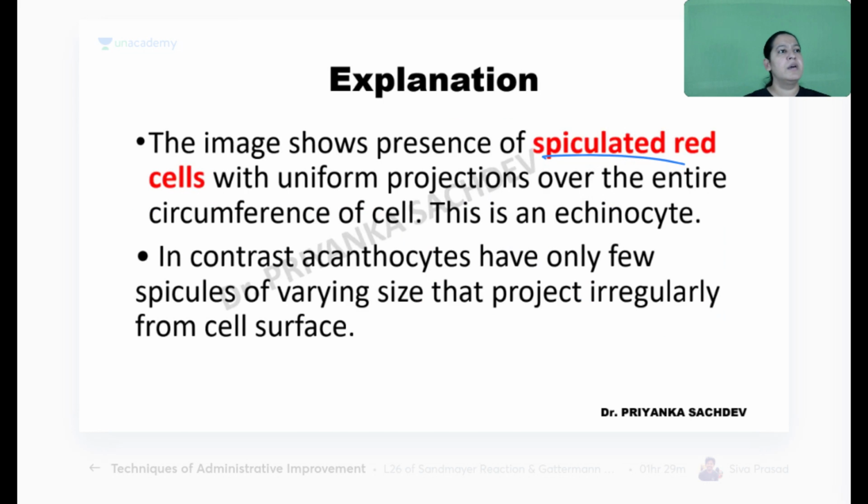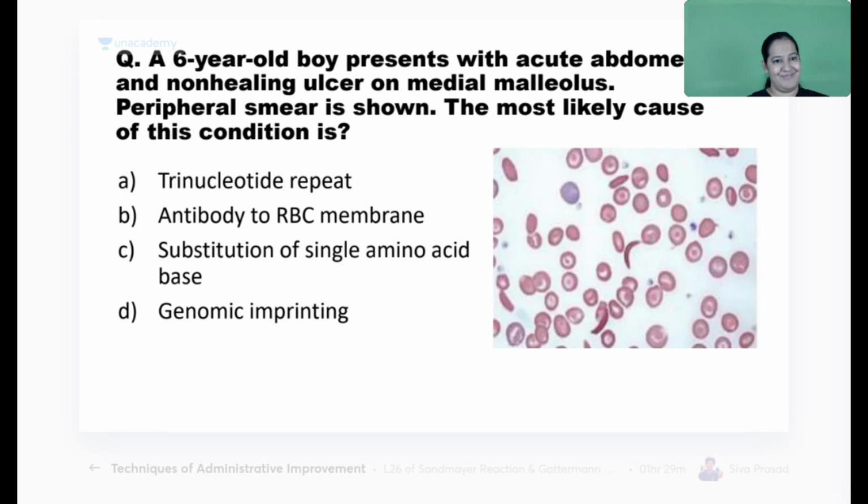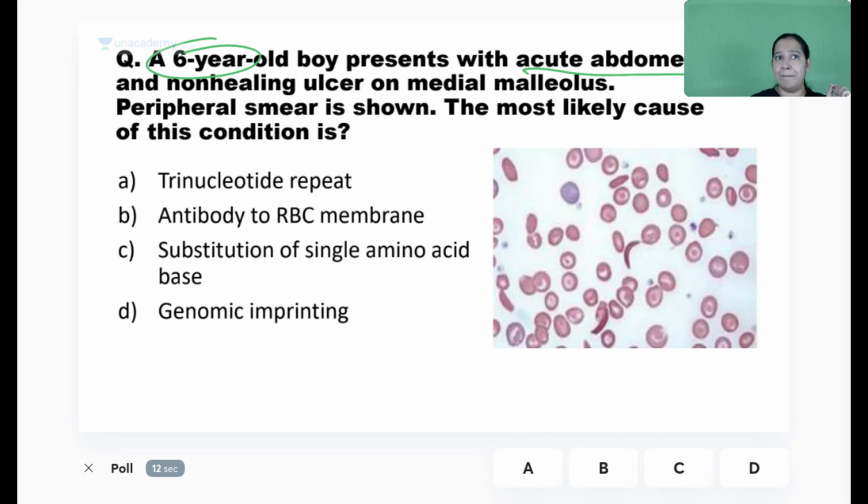Coming on the next question. Next question is in front of you. Okay. Easy one. So a 6-year-old boy is there with acute abdominal pain and a non-healing ulcer on the medial malleolus. Peripheral smear is shown. What is the condition? What is the problem in the condition?